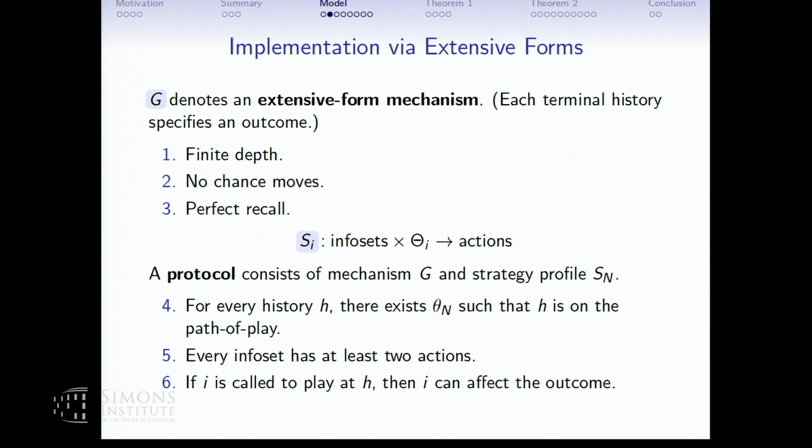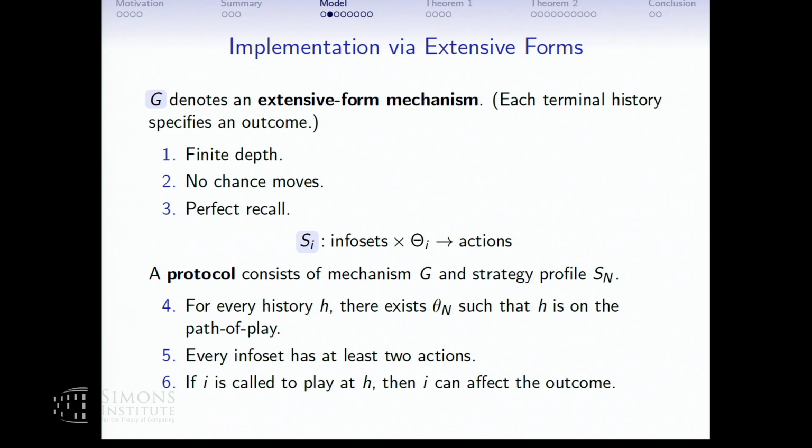Now, these are a few further restrictions that just serve to clean up the definitions. I'm going to assume that for every history, there's a type profile that puts that history on the path of play, so the game tree has no dead wood. I'm going to assume every information set has at least 2 actions. So if you're called to play, you'll make a real choice. And if you're called to play at some history, you can affect the outcome.